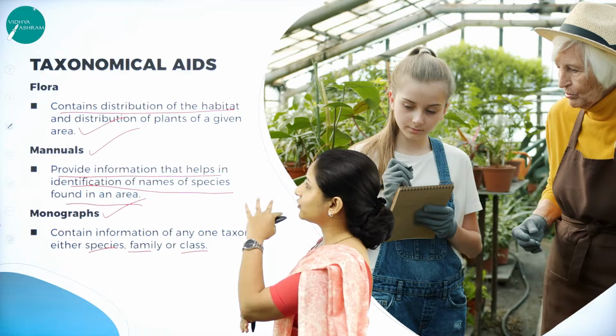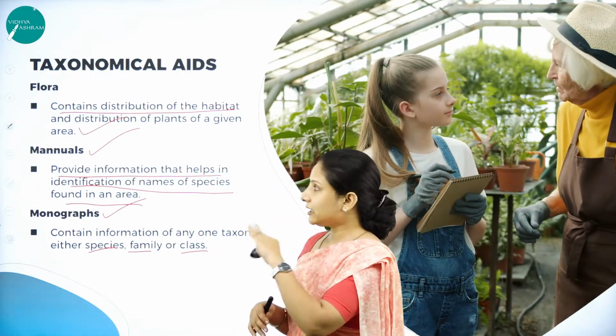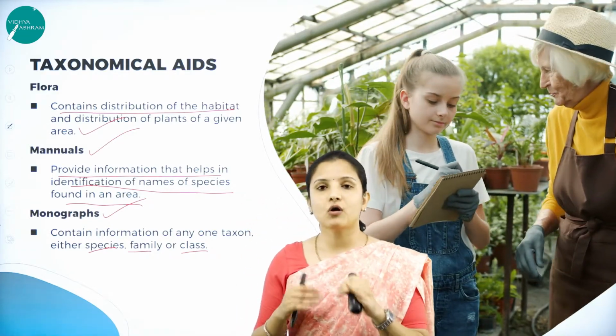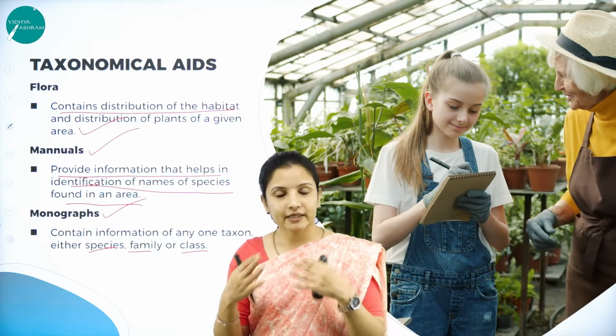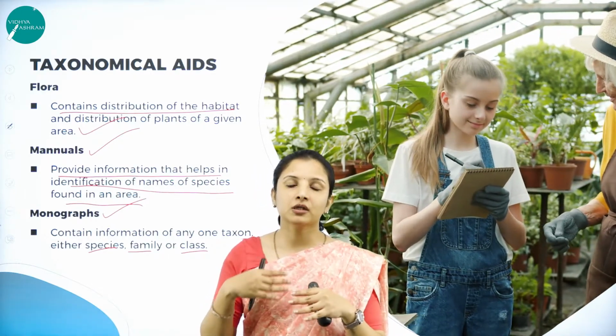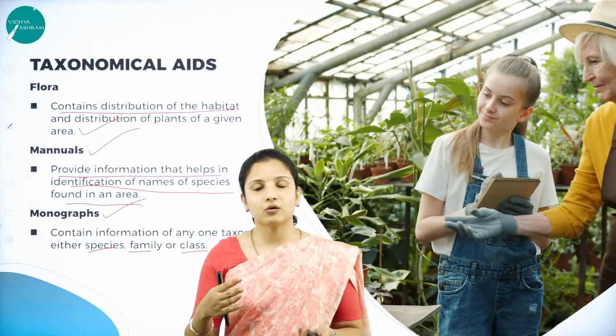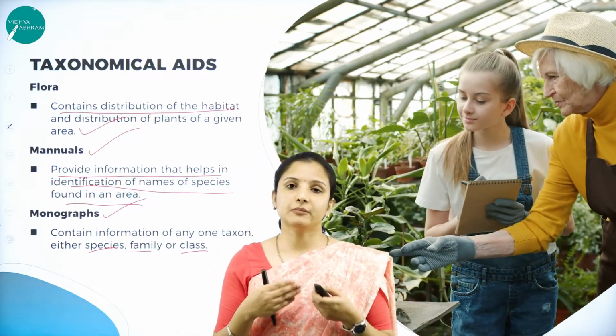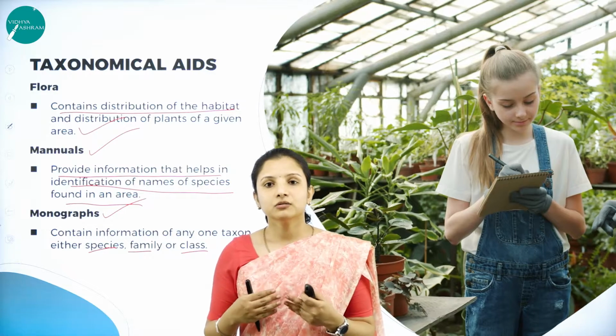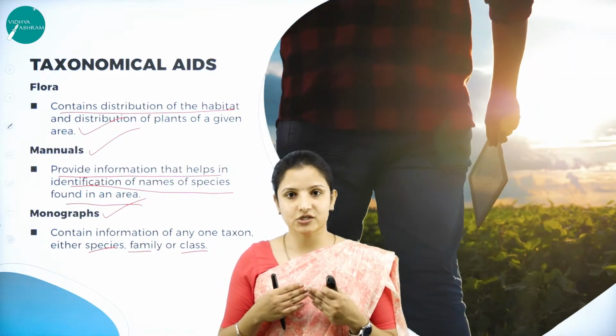So these taxonomical aids, floras, keys, manuals, monographs, all help the scientists to identify or come to a conclusion about the name of that particular plant or animal, and also about the characteristic features of that plant or animal. So I hope you understood this session well.